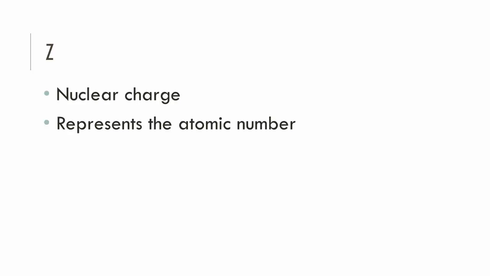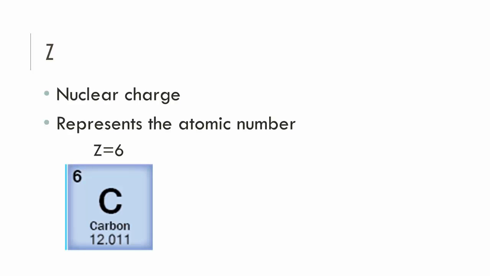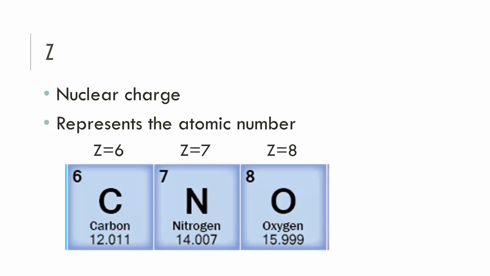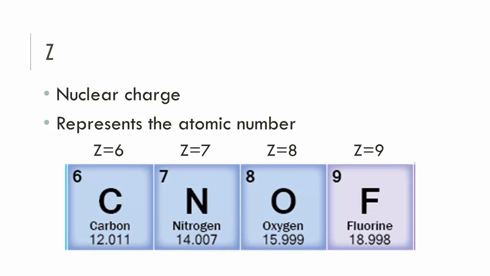Z is easy to find because it's simply the atomic number of the element. For example, carbon has a Z of 6, nitrogen has a Z of 7, oxygen has a Z of 8, and fluorine has a Z of 9.